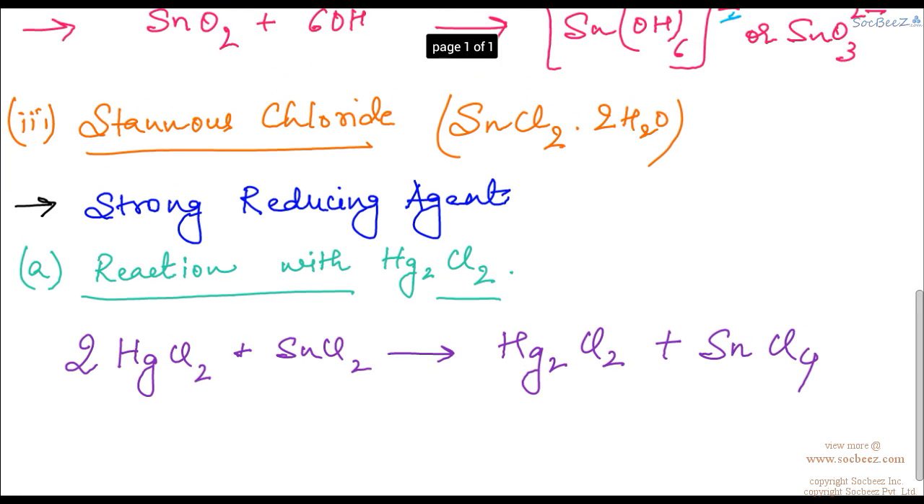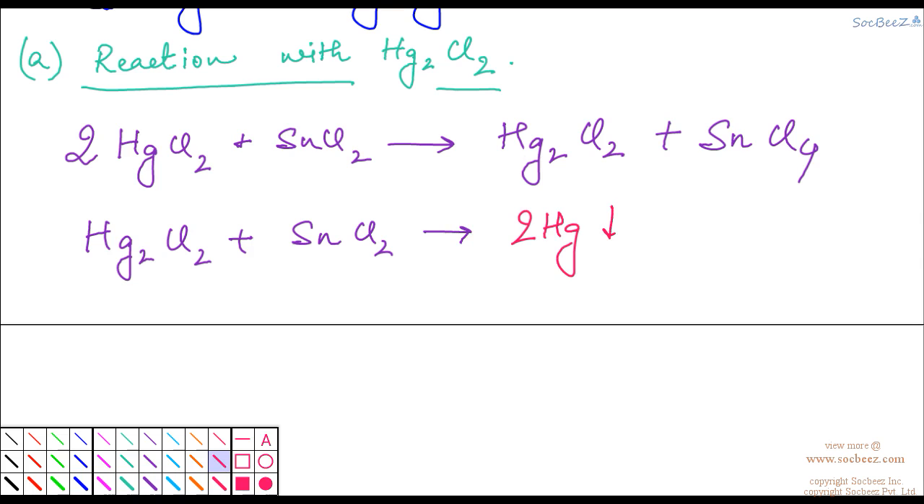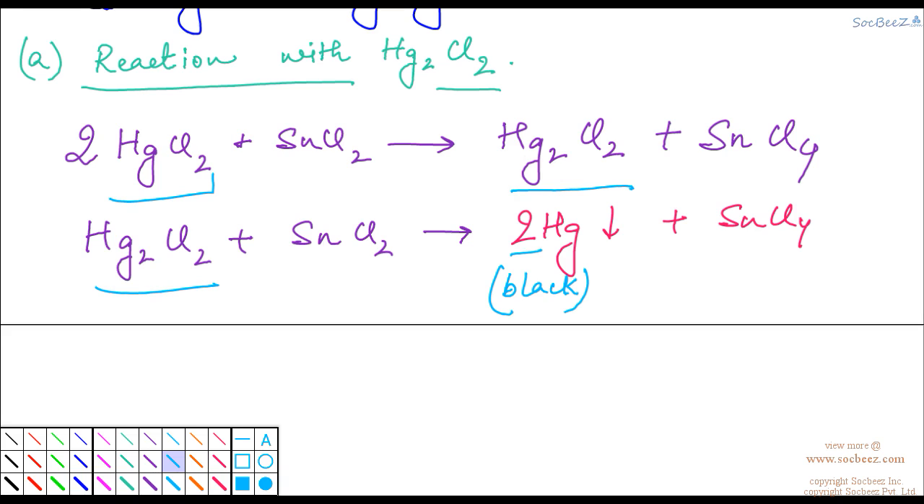Now Hg2Cl2, when further reacted with SnCl2, is reduced to mercury, and SnCl2 itself gets oxidized to SnCl4. This mercury is black, so a black precipitate would be obtained when you carry out these reactions. This shows that SnCl2 is a very strong reducing agent, because it first reduces HgCl2 to Hg2Cl2 and then Hg2Cl2 to pure mercury. So this is an important reaction.